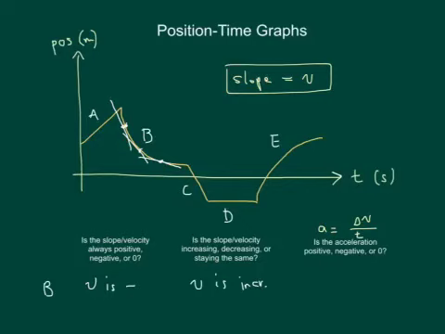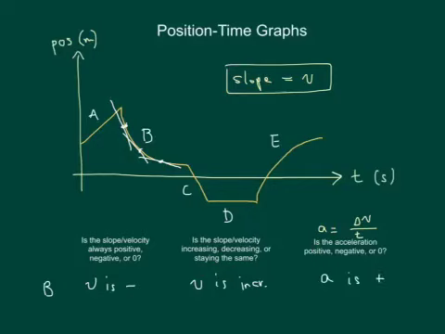Is the acceleration during B positive, negative, or zero? Well, if the velocity increases, delta V, if the velocity increases, we are adding velocity each time. That means we have a positive change and we have positive acceleration. So we would write A is positive.